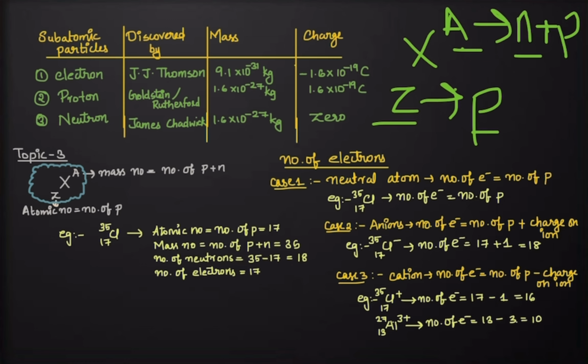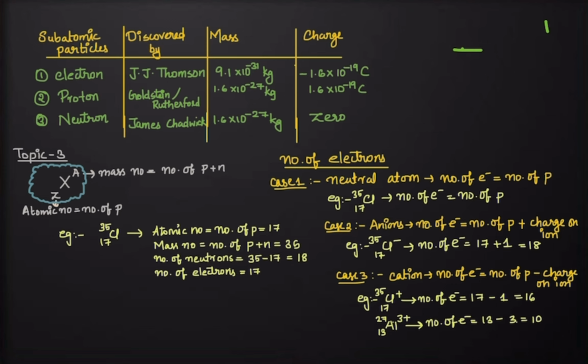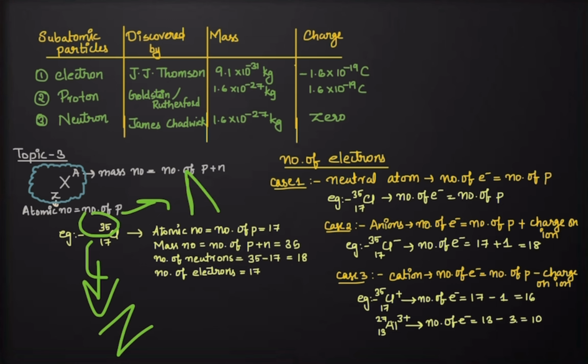So here is an example of an atom: chlorine 35, 17. Z is the atomic number, so 17 is Z, the atomic number, and 35 is A, the mass number. So atomic number equals number of protons, equal to 17. Mass number equals number of protons plus number of neutrons, together known as number of nucleons, equal to 35. And number of neutrons.